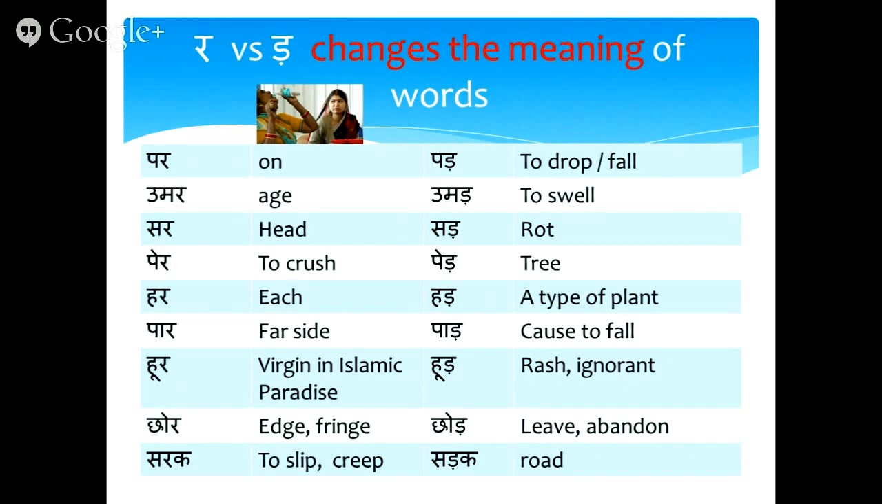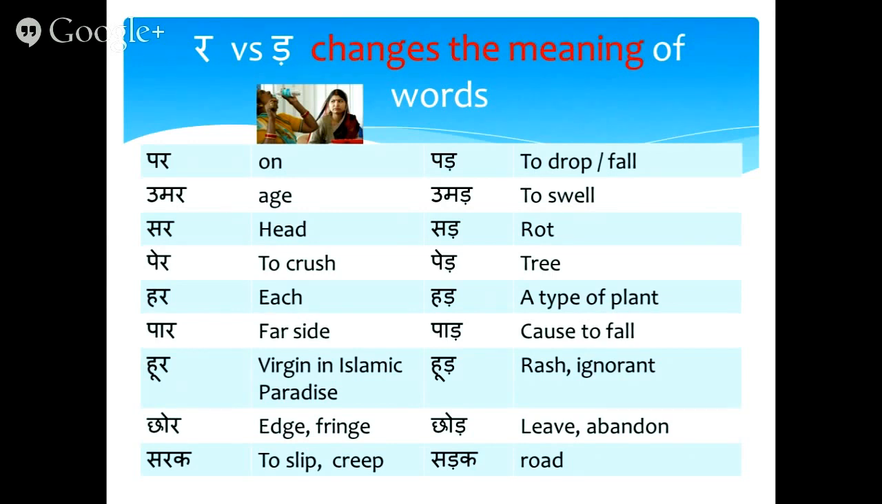Okay, so what we have: par is on, whereas pad is to drop or fall. Umar is age, whereas umar is to swell. Sar is head, whereas sard is to rot. Bear is to crush. Beard is a tree. Har is each. Hard is a type of plant. Par is the far side, and bard is to cause to fall. Hur is a virgin in Islamic paradise, whereas hur is ignorant or rash.